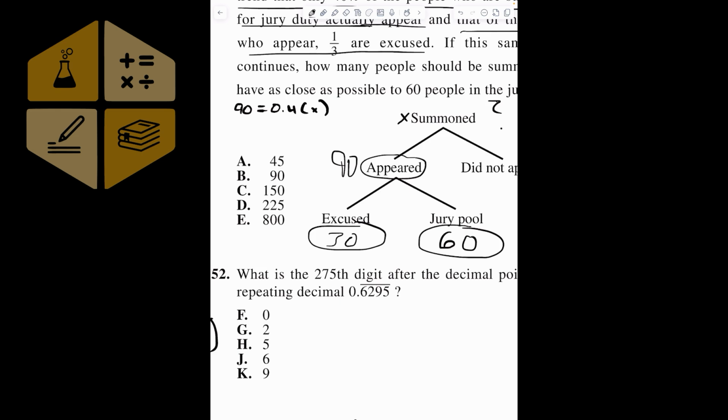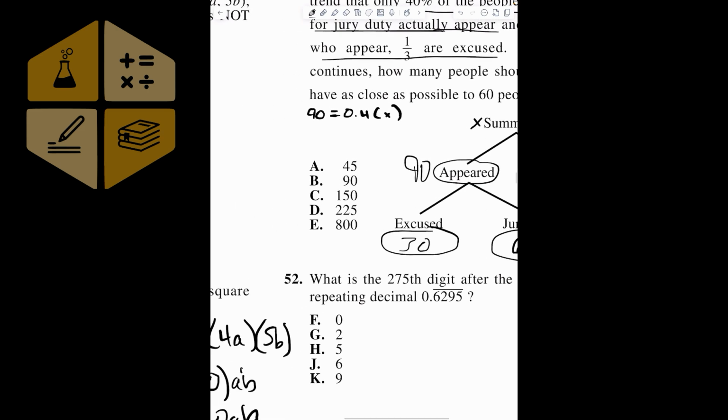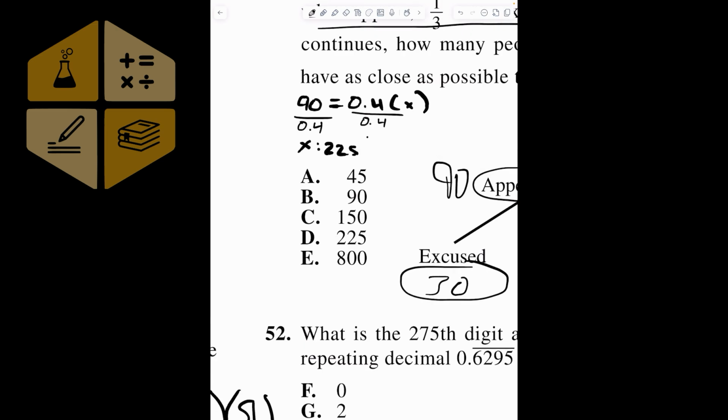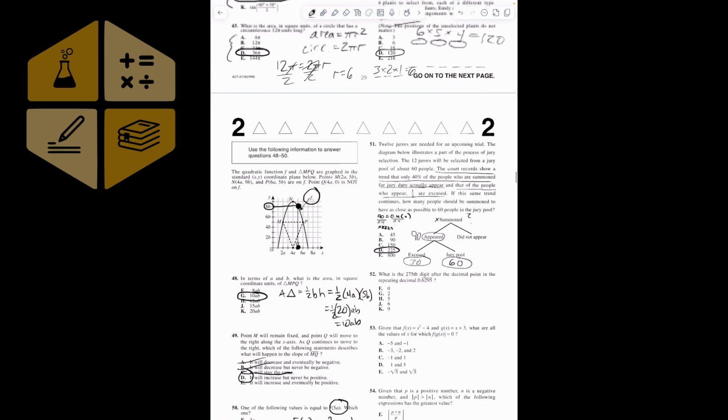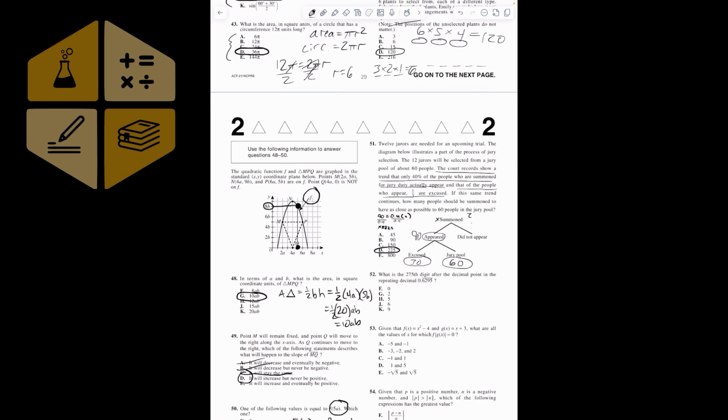So once we figure out x, that's going to tell us what we need to know, because they need to know how many to summon so that 90 appear, so that 60 end up in the jury pool. Well, this is relatively simple. We divide both sides by 0.4, and that's going to tell us what x equals. So x equals 90 divided by 0.4. Put that in your calculator. 90 divided by 0.4 equals 225. Sorry, this is messing up a little bit, but 225. That's how the answer to number 51 is D. 225 people need to be summoned so that 60 end up in the jury pool.